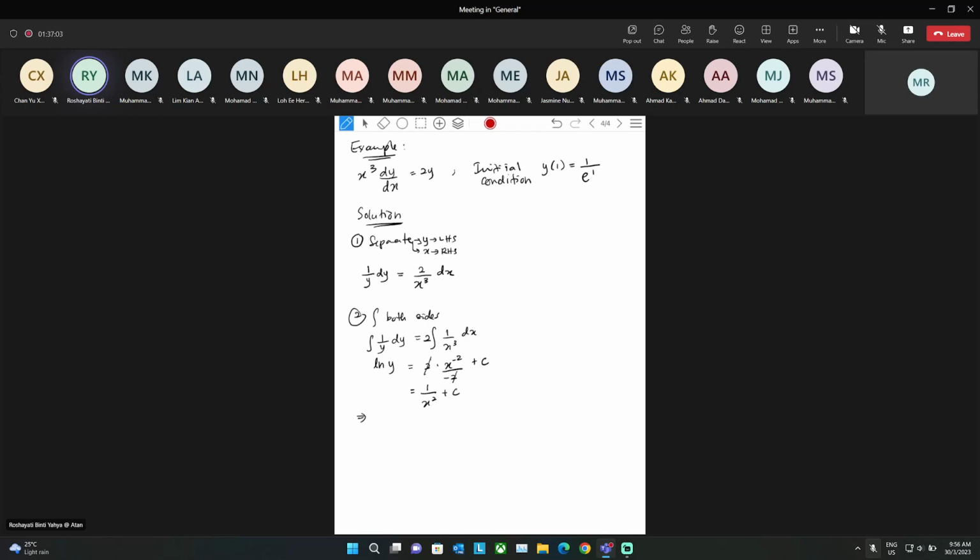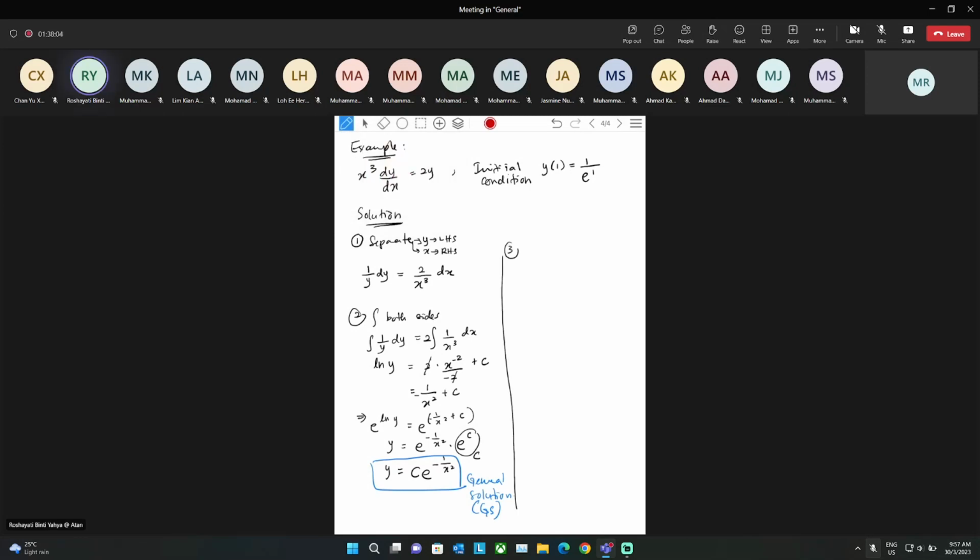After that, apply exponential. Exponential of ln y equal to exponential of negative 1 over x squared plus c, there is a negative in front. So y equal to exponential negative 1 over x squared times exponential c. This becomes c. y equal to c exponential negative 1 over x squared. So this is your general solution, or GS.